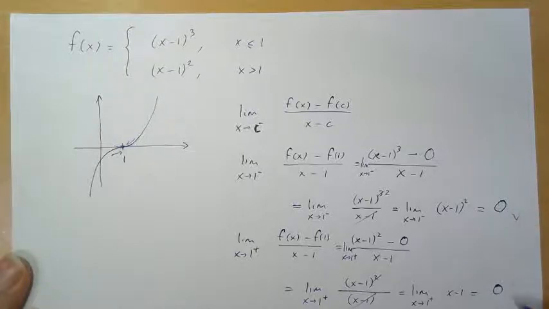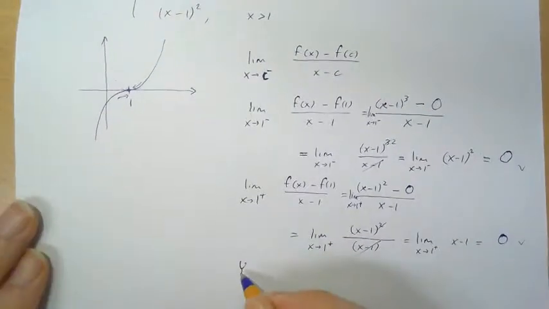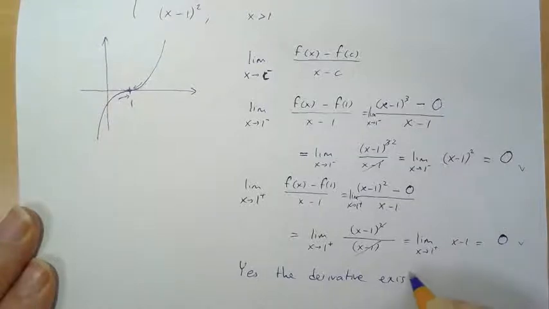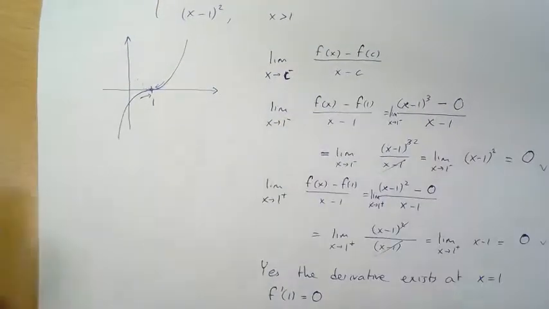I found my two one-sided derivatives, and I can also answer yes, the derivative exists at x equals 1. Actually, I can even write it, f prime of 1 equals 0.